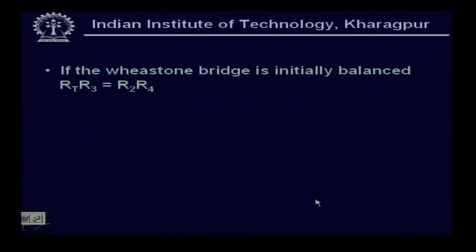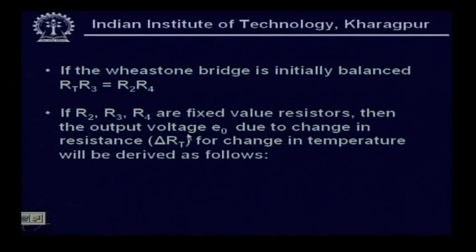Now, if the Wheatstone bridge is initially balanced, we assume that it is initially balanced, even if not necessarily all the resistances are equal. If the condition RT into R3 equal to R2 into R4 holds, and R2, R3, R4 are fixed value resistors, then the output voltage E naught due to change in resistance delta RT for change in temperature will be derived as follows.